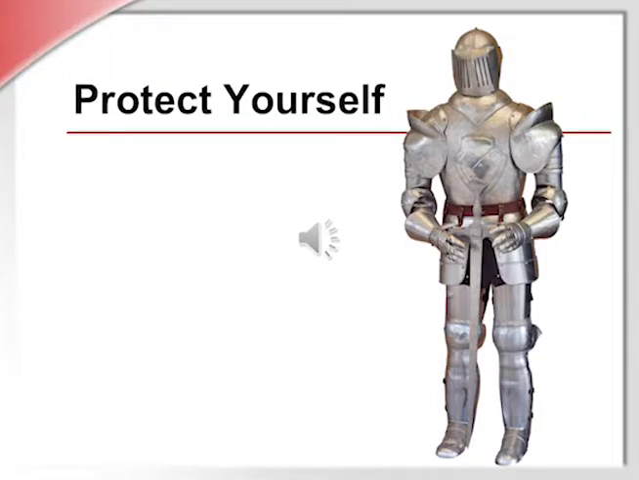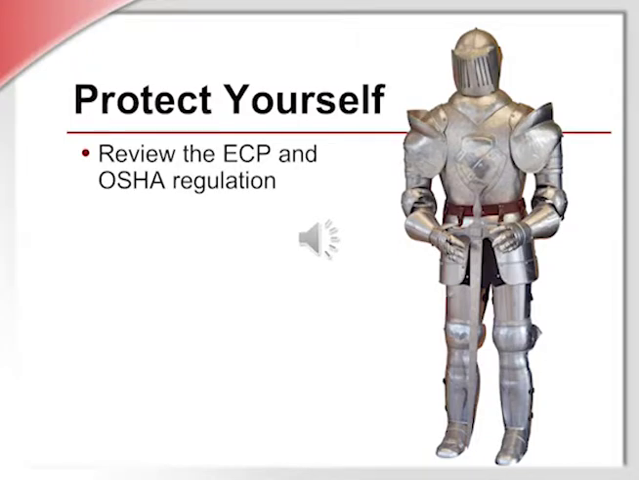Here are the basic ways to protect yourself against transmission of bloodborne pathogens. We will be discussing these in more detail as this session continues. First, review our workplace's exposure control plan and the OSHA rule on bloodborne pathogens. If you have an opportunity to give input to the ECP, do it. Always use universal precautions. We will be describing these later.